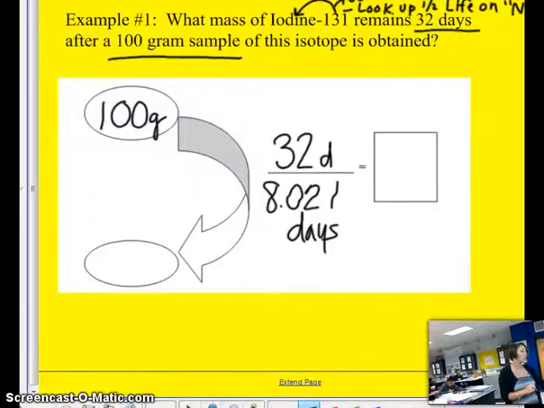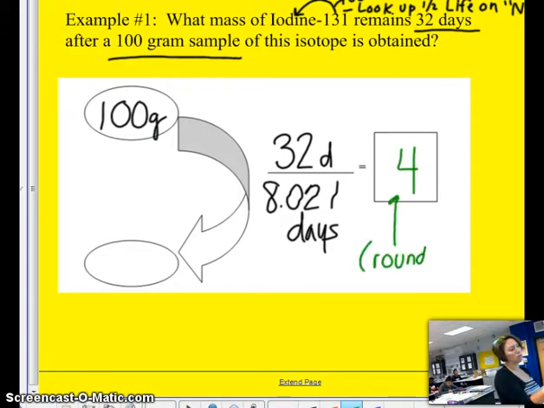8.021. Okay, so if you know what's in the numerator, every 32 days have gone by, and you know how often the mass gets cut in half, which is about every 8 days, you can divide those. So every 8 days our mass has been cut in half, and 32 days have passed. So if you divide those, you want to round this to the nearest whole number, you get about 4. So this should be rounded, but it should be close.